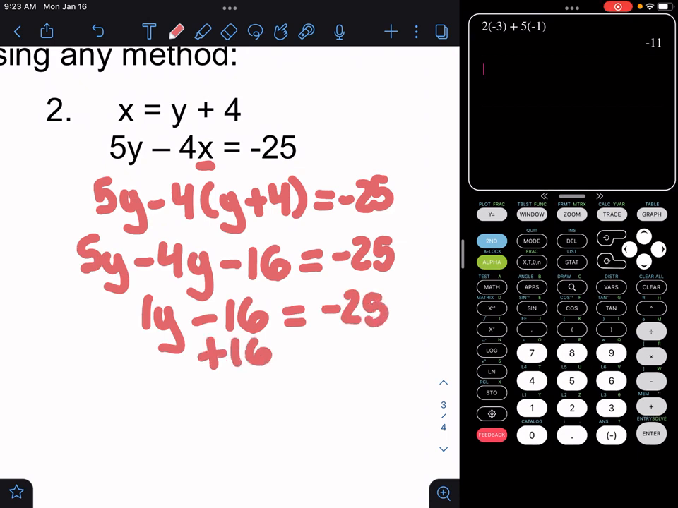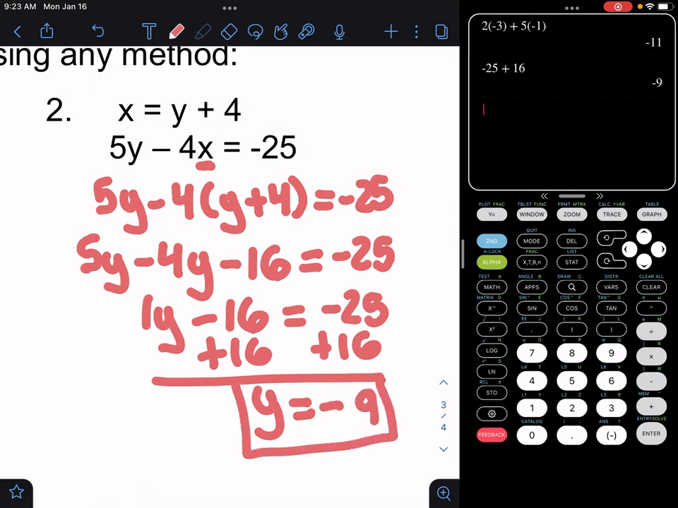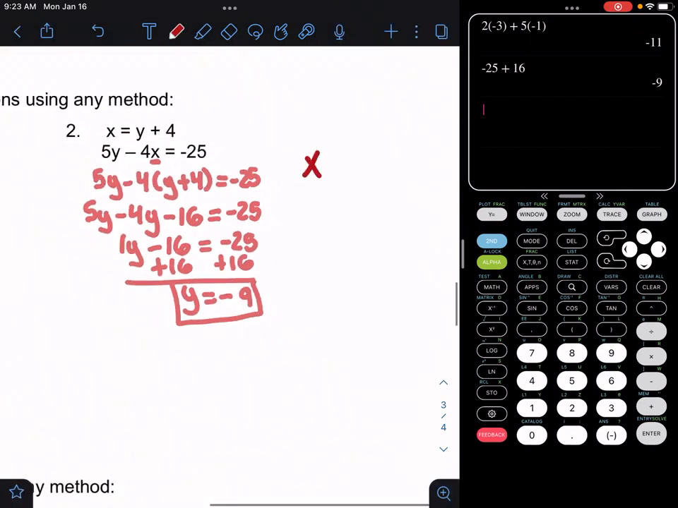Add 16 to both sides. I will get y is equal to negative 25 plus 16. I get negative 9. And now let's plug into the first equation to find what x equals. So x equals y, which is negative 9 plus 4, meaning x equals negative 5.